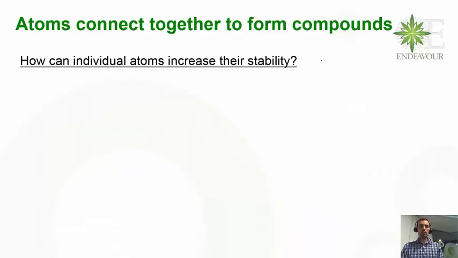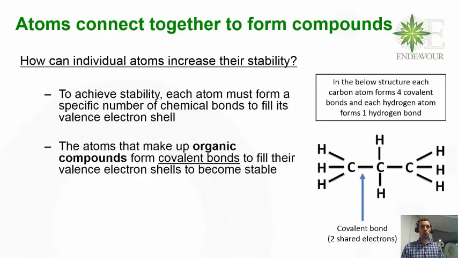So an interesting question here that's posed: how can individual atoms increase their stability? So what would an atom do to become more stable? So it all comes down to the atom's ability to form chemical bonds to get a full valence electron shell. So essentially, to achieve stability, the atom has to form the number of chemical bonds it needs to fill its valence electron shells. So for oxygen, that was forming 2 covalent bonds. For hydrogen, it was forming 1 covalent bond.